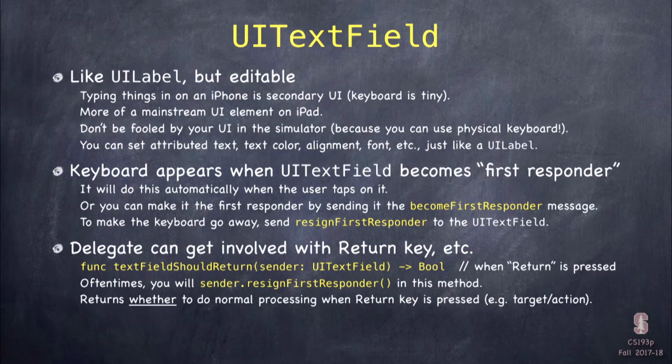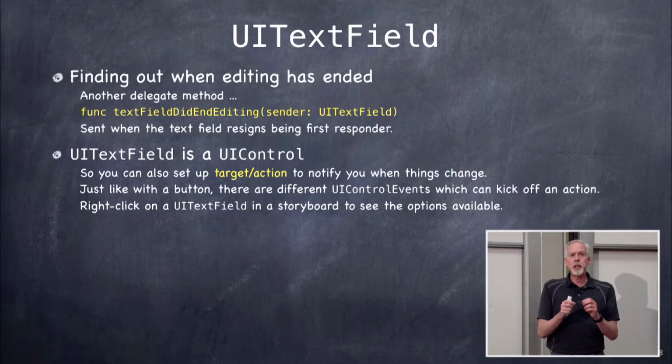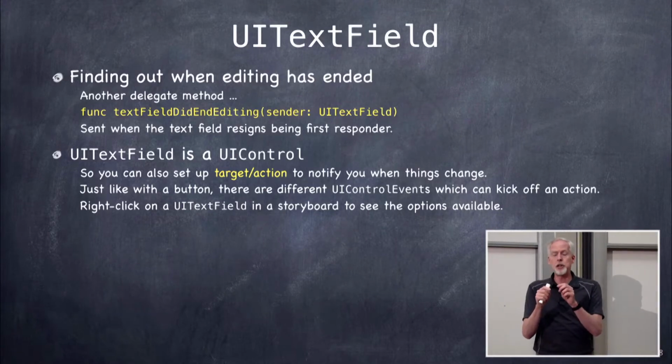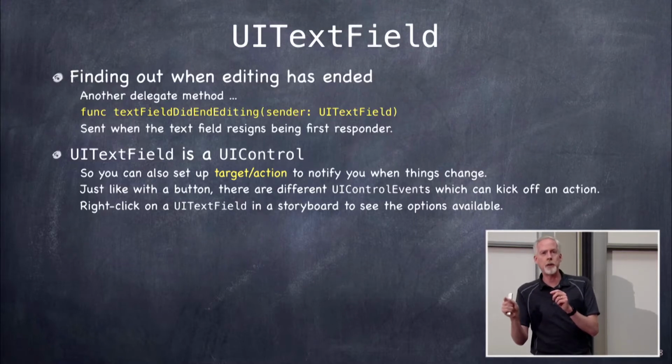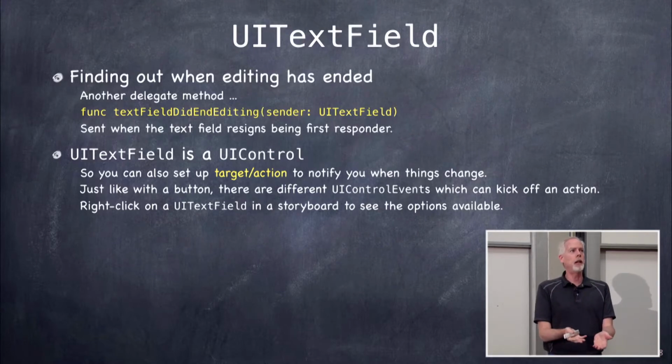Okay? Another example is that a lot of times, when the user hits the return key in the keyboard, you want the keyboard to go away, right? So textFieldShouldReturn is a method that gets called when the return key is pressed. And inside there, you very likely want to say resign first responder, and that will cause the keyboard to go away. Okay? So that's an example of what you can do with the delegate. Another really important delegate method is textFieldDidEndEditing. Okay? This gets called when it resigns first responder. So if someone is editing in your text field and they touch on another text field, you'll resign first responder. So if you want to look at the text at that point, you're going to want to implement this delegate method. Okay?